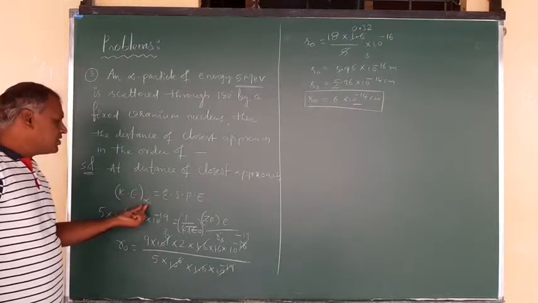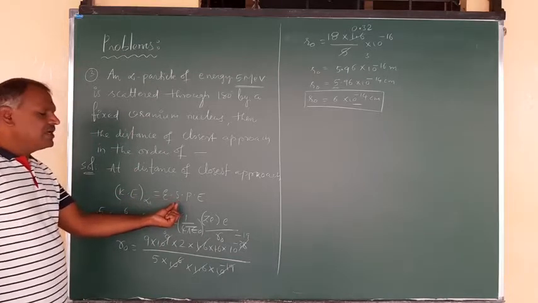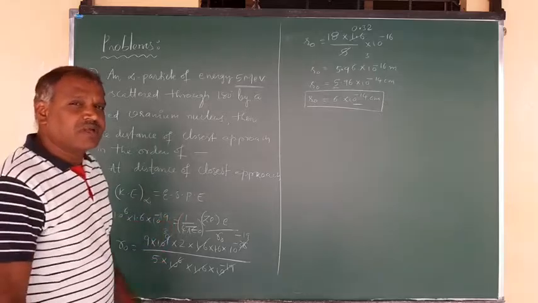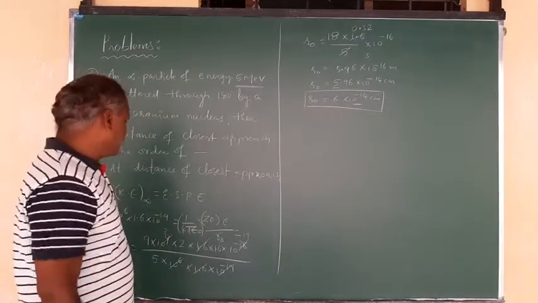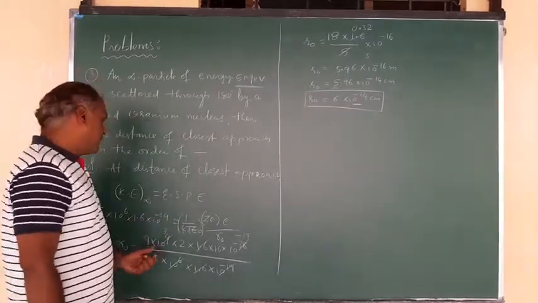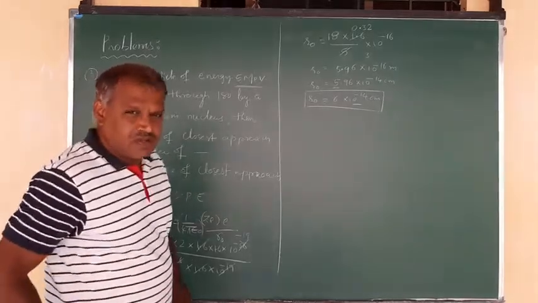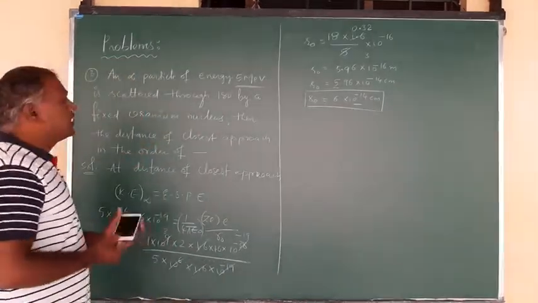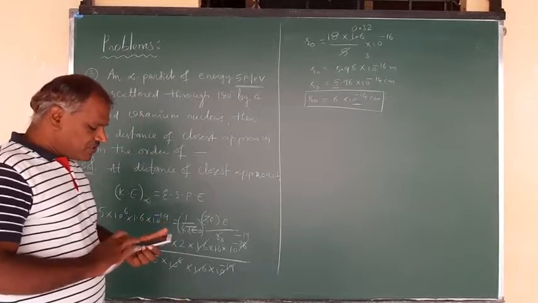That is, the kinetic energy of the alpha particle should be equal to the electrostatic potential energy between that alpha particle and the charge of the nucleus. That is what we have here, right? This is what we have. Another problem where we calculated the distance of closest approach.